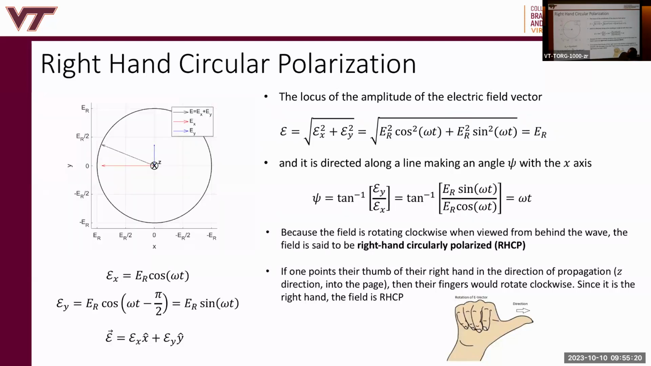So the direction is changing as a function of time, and we expect that. Omega t is the angular direction. Okay, very good. And then here's the right-hand thing. Because the field is rotating clockwise when viewed from behind the wave, the field is RHCP. You put your thumb in the direction of propagation, and the fingers show the rotation. RHCP allows you to do that with your right hand, all right?